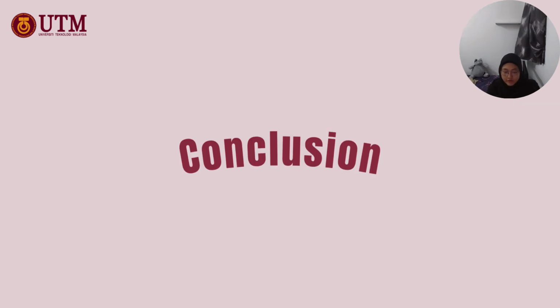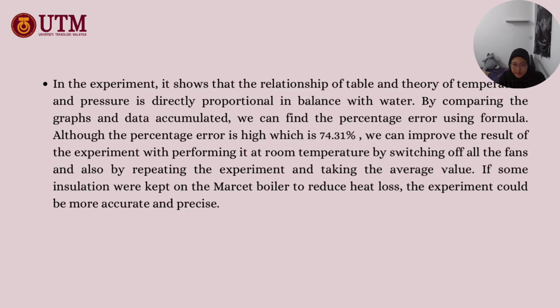And this is the conclusion after we did the experiment. The experiment shows that, according to the table and theory, temperature and pressure are directly proportional in balance with water. By comparing the graph and the data accumulated, we can find the percentage error using the formula. Although the percentage error is high, which is 74.31%, we can improve the result of the experiment by performing it at room temperature with all the fans switched off, and by repeating the experiment and taking the average value. If some insulation were put on the Marcet boiler to reduce heat loss, the experiment could be more accurate and precise.